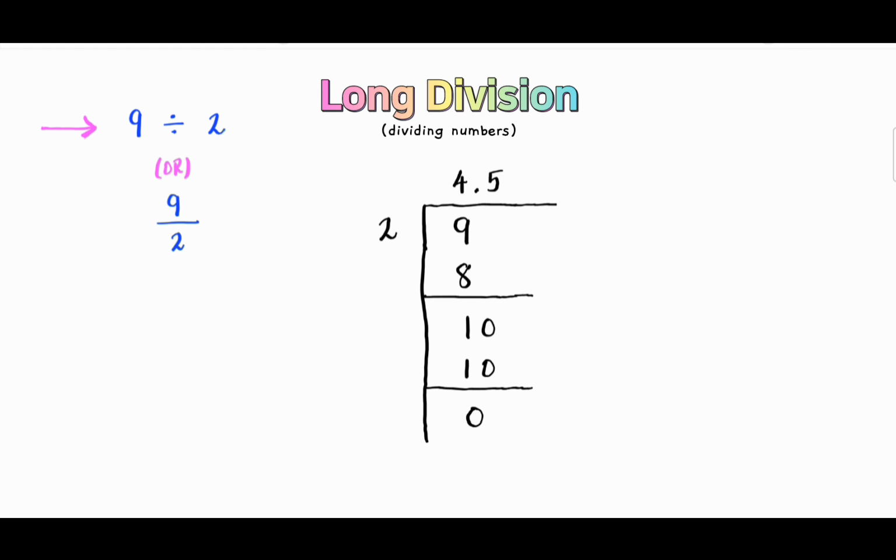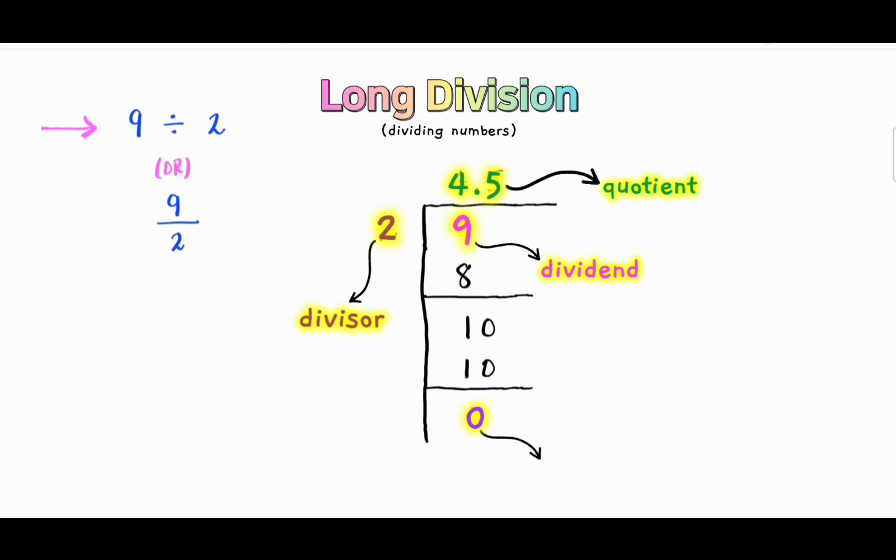Okay, before we get into the topic of this video, here I just want to recall some names. The number inside is called the dividend. The number outside, to the left, is called the divisor. The number on top is called the quotient. The number at the bottom is called the remainder.